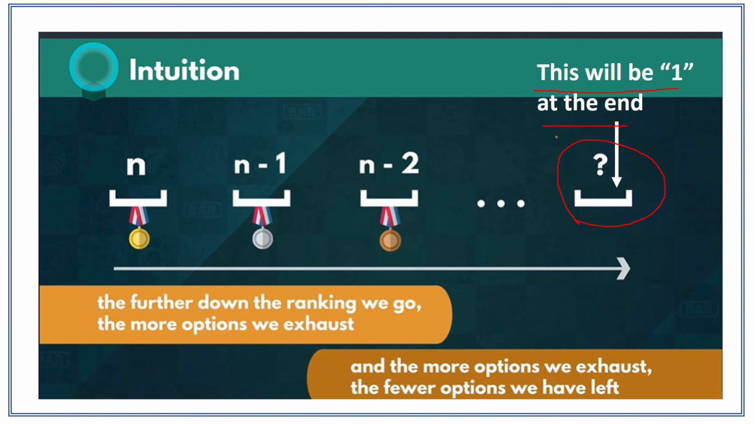Now I will read two important lines which you should understand. The further down the ranking we go, the more options we exhaust. That means one by one, as we keep taking, more options we are exhausting. And the more options we exhaust, the fewer options we have left. Of course, the more options we are exhausting, the fewer options will be available with us, and at the end it is one only.